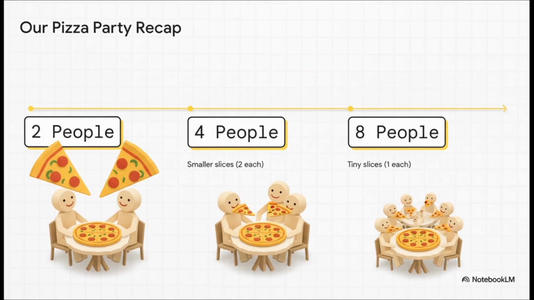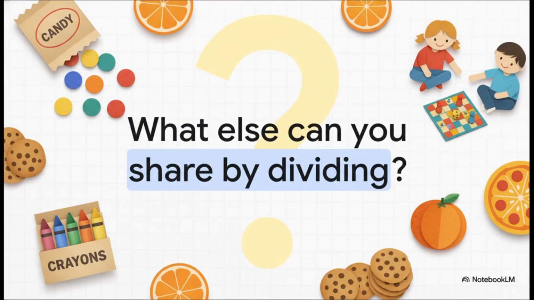So let's just quickly recap the whole party. We started with just 2 people, and we got these huge portions, 4 slices each. Then when we had 4 people, those portions got smaller, only 2 slices each. And finally, with a big party of 8, we each got just 1 little slice. You see that pattern, right? Bigger party, smaller slice. And that, my friends, is basically how division works. It's all about fair sharing.